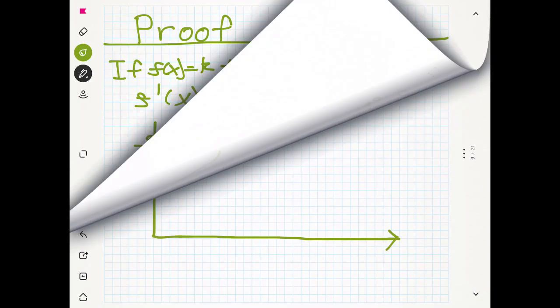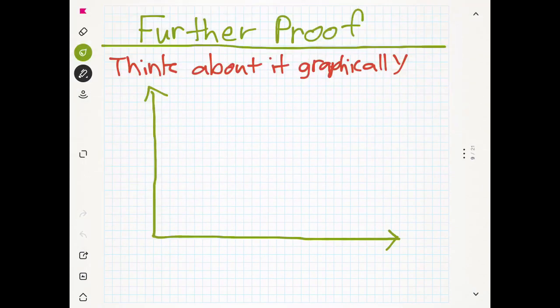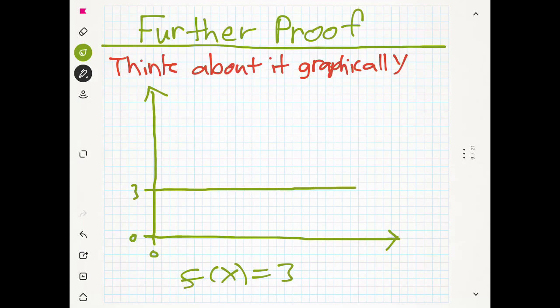So instead, I'm going to try to prove it graphically. You can think about it as well. Let's say this is 0, and let's say this point here is 3. So we have a function f of x is equal to 3. What that means is that the entire function will just be a straight line with a function value of 3.